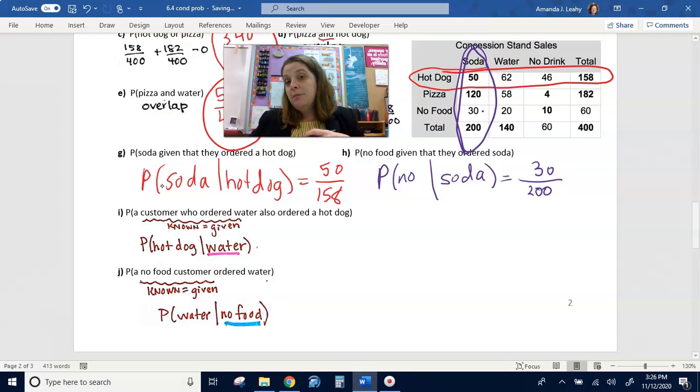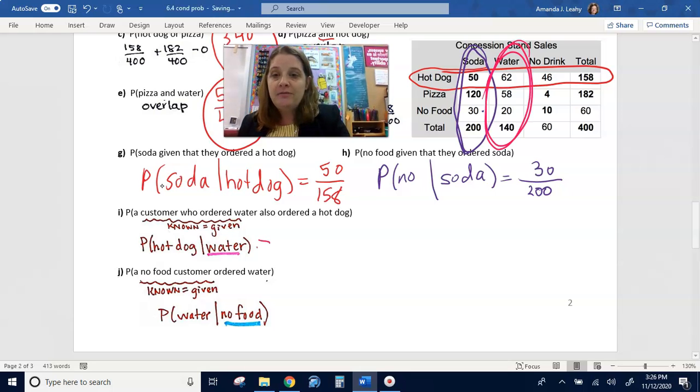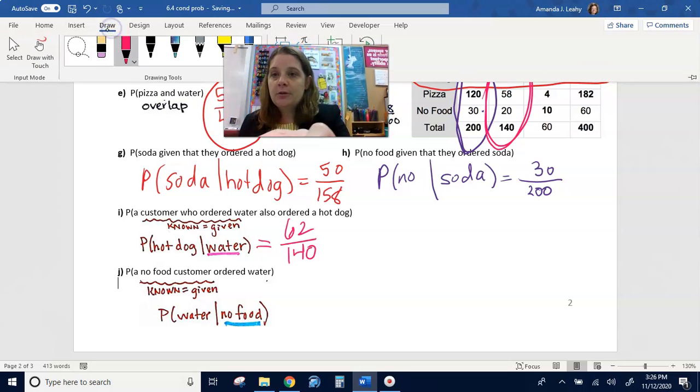So it doesn't say a customer ordered water and a hot dog. It says a customer who ordered water. That's the kind of customer it is. So that's what's given. So when I write my condition, I need to put water there as the given condition, and the hot dog is the thing we're looking for the probability of. So I'm going to go up here. If I know they ordered water, then I'm only looking at the 140 people who ordered water. And out of those 140 people who ordered water, it looks like 62 ordered a hot dog out of that category.